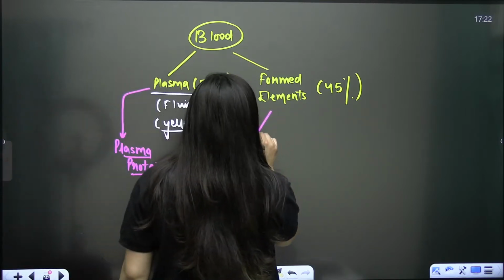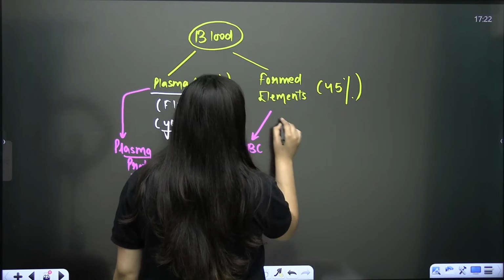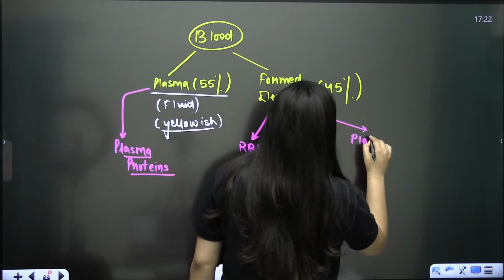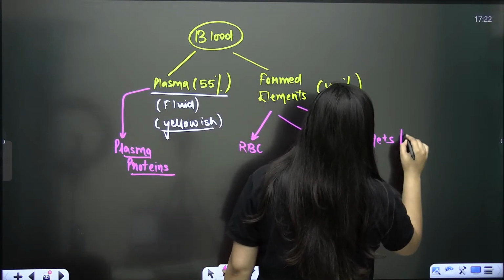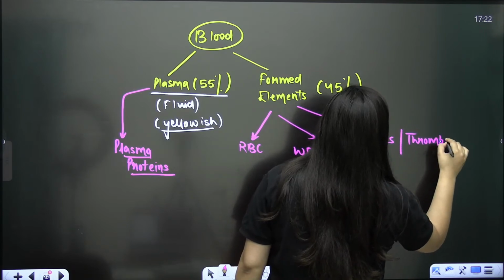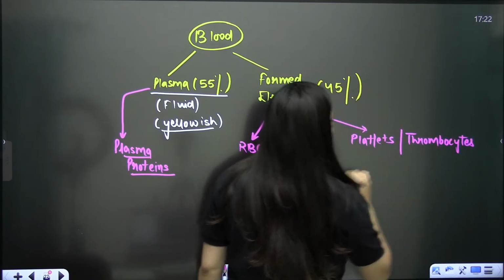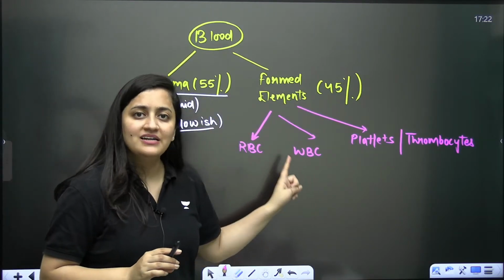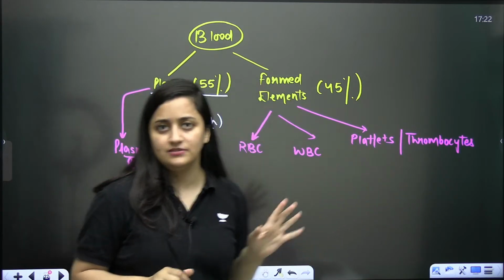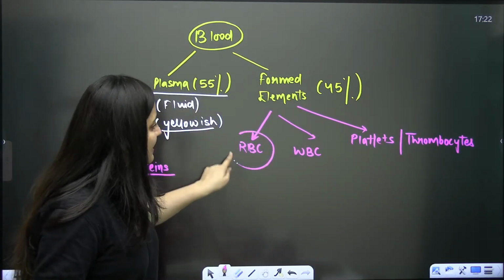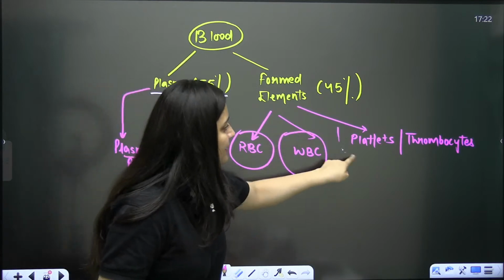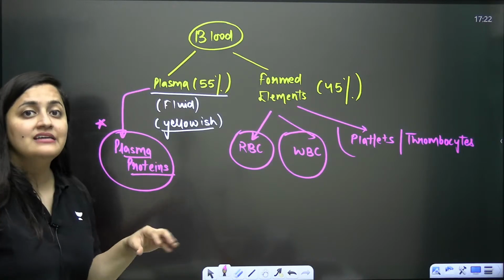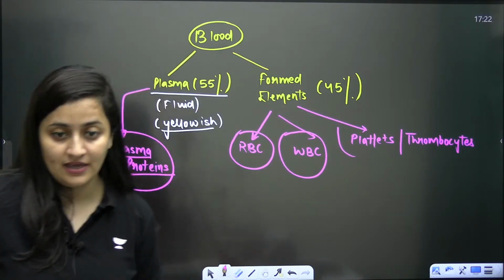And when you are talking about the formed elements, here we talk about the red blood cells, erythrocytes, white blood cells, leukocytes, and then platelets, which are known as thrombocytes. Are you getting my point? So RBCs, erythrocytes; WBCs, leukocytes; platelets, thrombocytes. These cells make 45% of the blood, and the plasma will contain plasma proteins, ions, and majorly water.